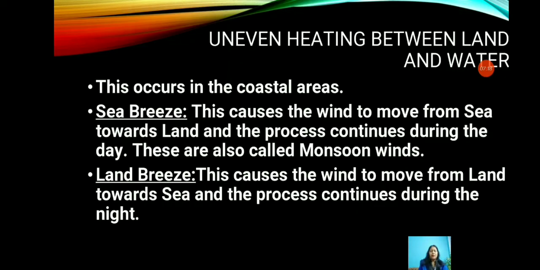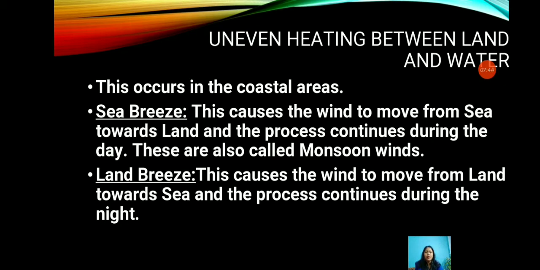So now the next factor is uneven heating between land and water. This is another factor which results in the generation of wind. So what actually happens when there is uneven heating? Heating between land and water, at that time also the wind is generated.